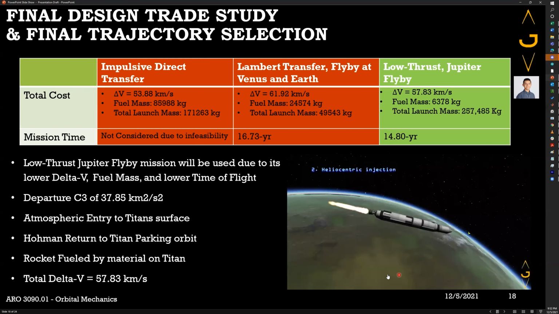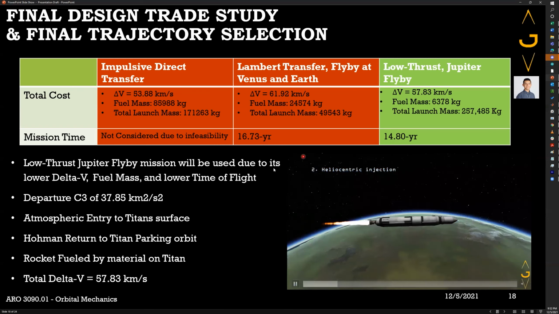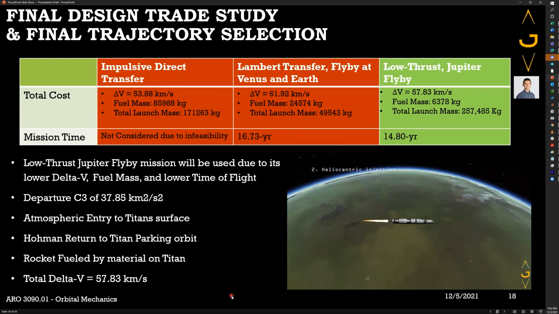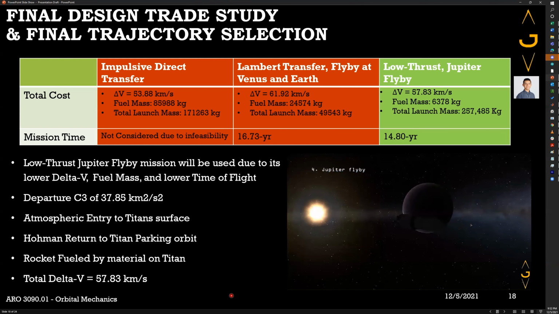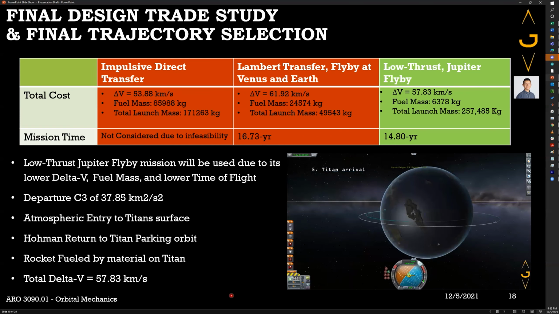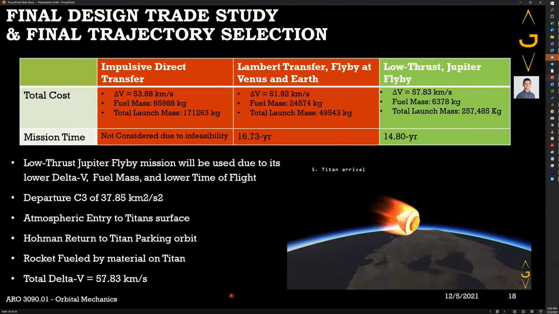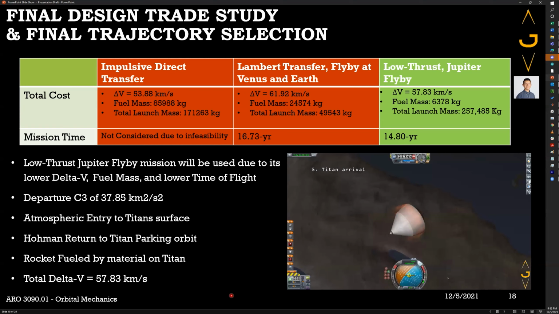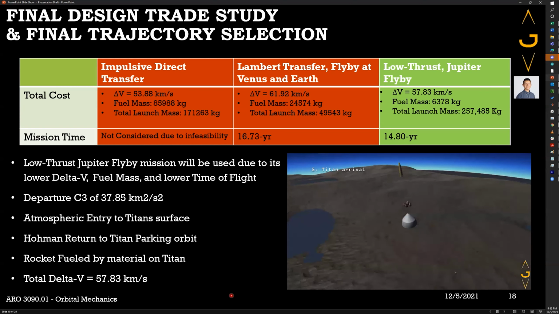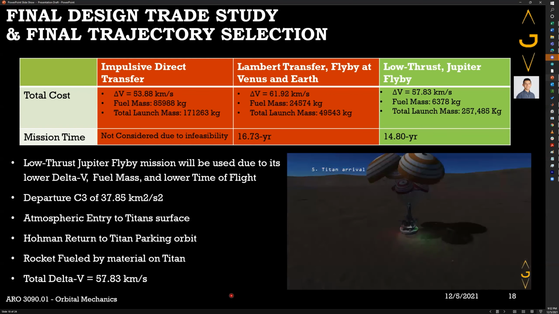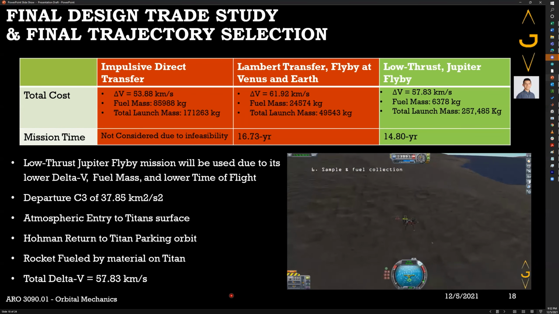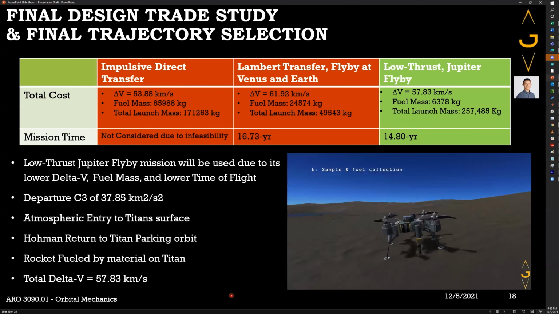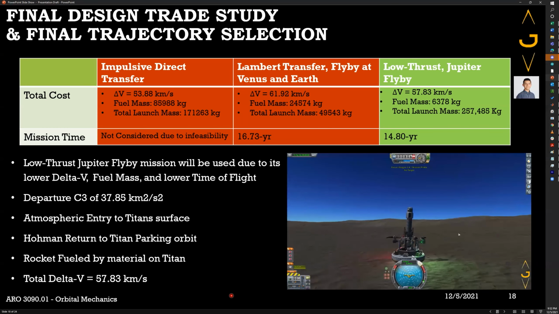Here we have our final design, trade study, and final trajectory selection with characteristics listed. As stated previously, we have an impulse direct transfer trajectory, but it was deemed infeasible as previously mentioned. We also have a Lambert transfer with a flyby at Venus and Earth with a delta V of 61.92 kilometers per second and a mission time of 16.73 years. We also had a low thrust trajectory with a Jupiter flyby with a delta V of 57.83 kilometers per second and a mission time of 14.8 years.